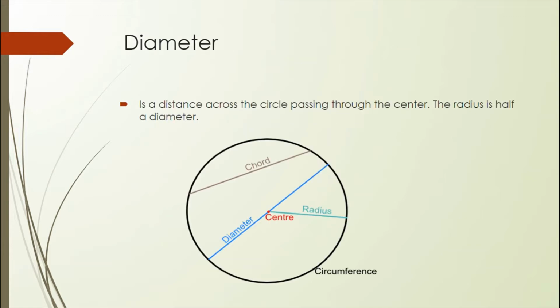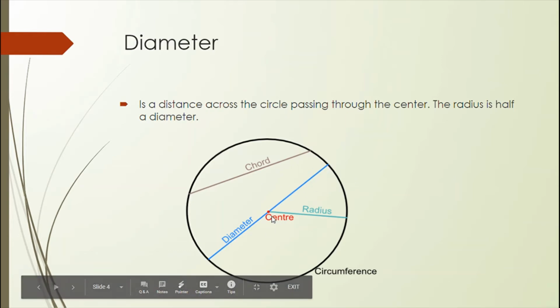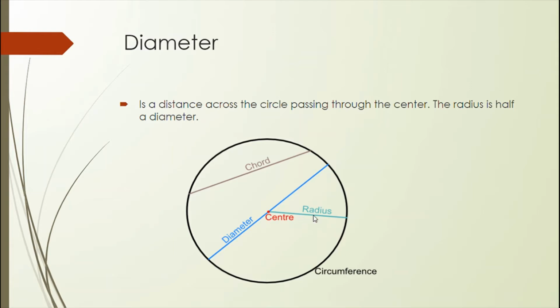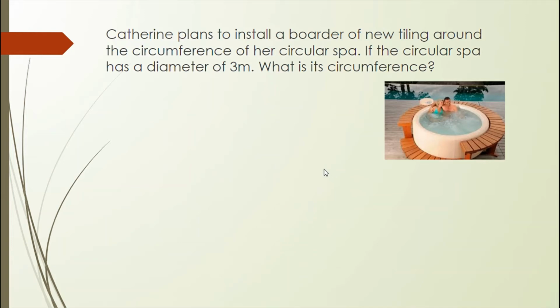Now let us review what a diameter is. A diameter is a distance across a circle passing through the center. The radius is half of a diameter. So we have here the different parts of a circle: the chord, the diameter, the center, and the radius. And also, don't forget, we have the circumference.